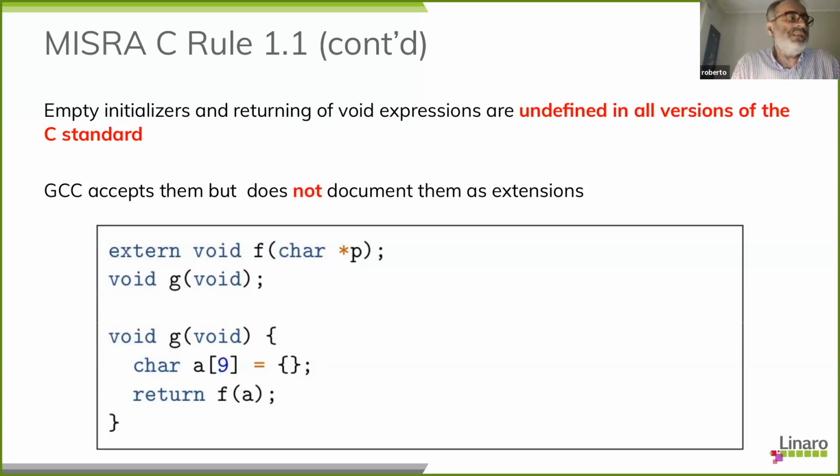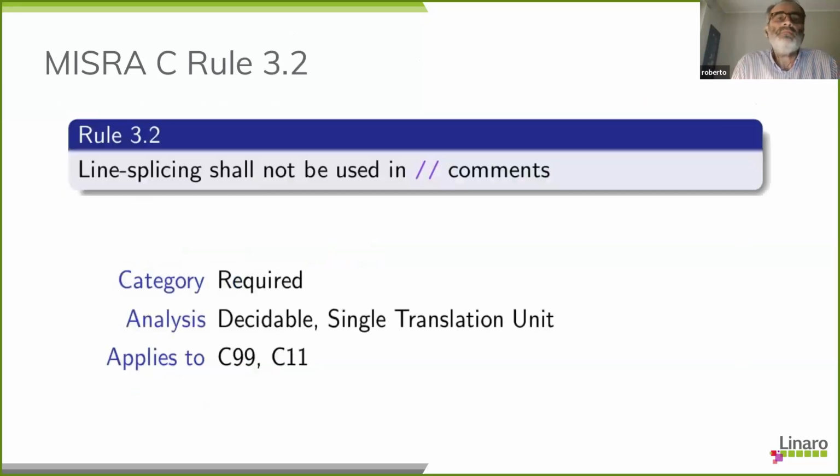So this is why you cannot trust the compiler. You need a tool that is specially engineered in order to flag all the violations of the C standard.